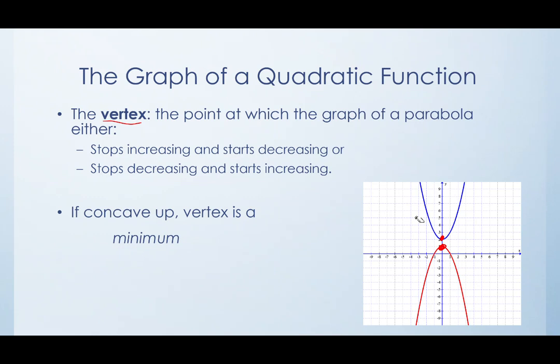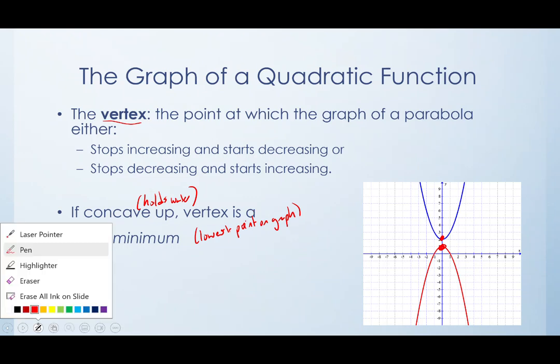Now, some other terminology. If our graph is concave up, that means it holds water, if we were to pour water on it, then the vertex is a minimum. So if the graph opens up, it is concave up. Our vertex is the lowest point on the graph. Okay, and if the graph is concave down, which would mean it doesn't hold water, then our vertex is a maximum.